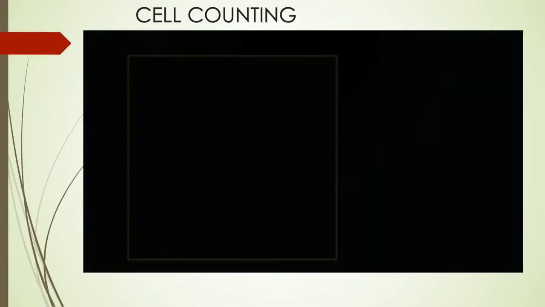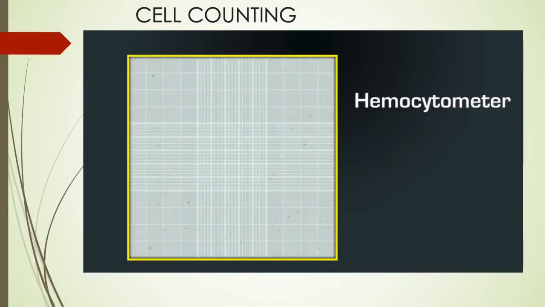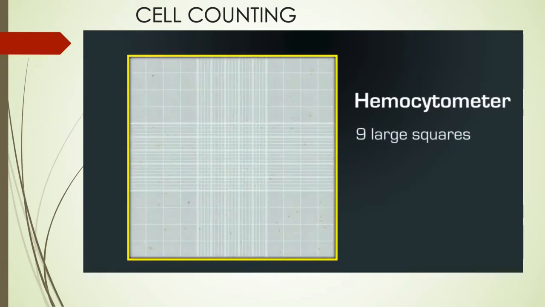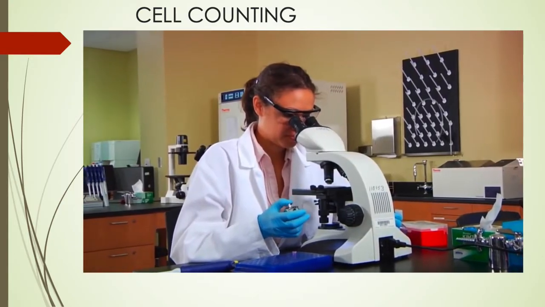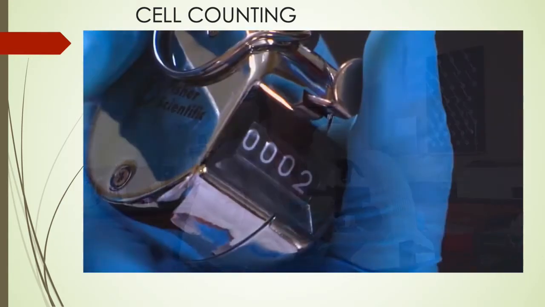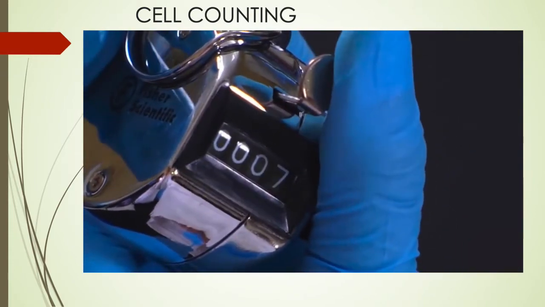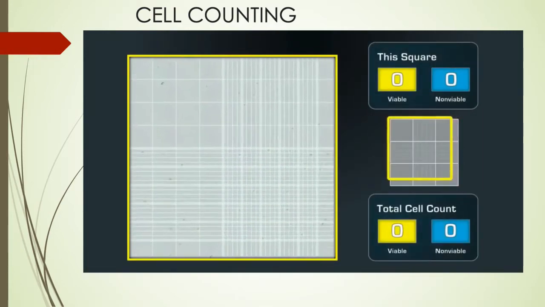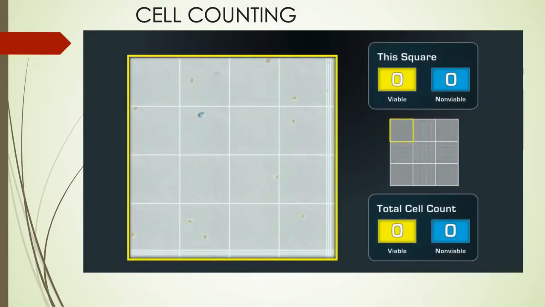Each chamber is divided into a grid pattern consisting of 9 large squares. Each square has the same dimensions and contains 10 to the negative fourth power milliliters of suspension. The rules for counting cells sometimes differ from lab to lab. In our lab, we count cells in the 4 large corner squares and the center square. Let's count the cells in the first square.